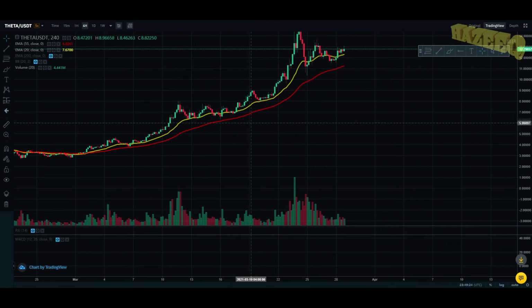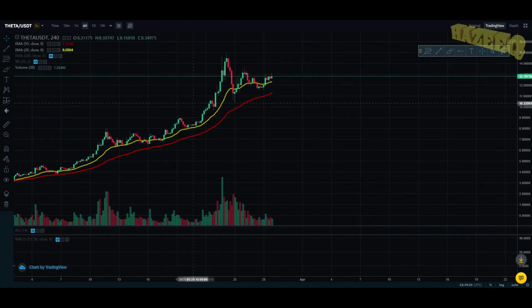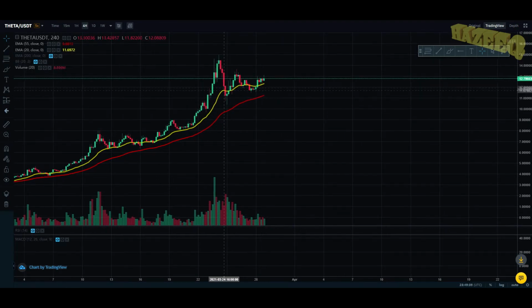And a lot of people like to use the 50-day. The 55-day just works better for me. And from what I have learned, this is the better one to use. And this acts as a support level as well. So if we do break down below the 20 EMA, this is the next one that we look for.